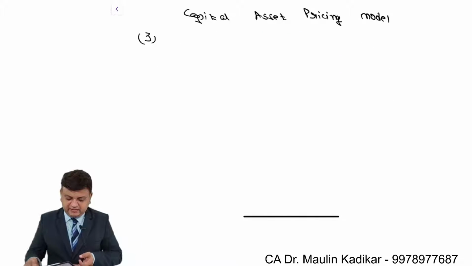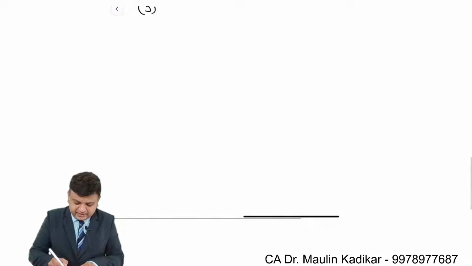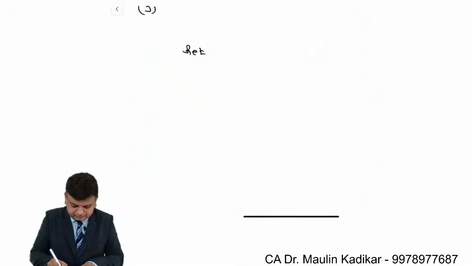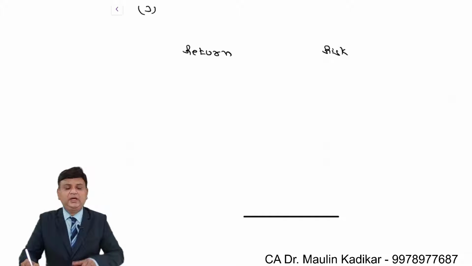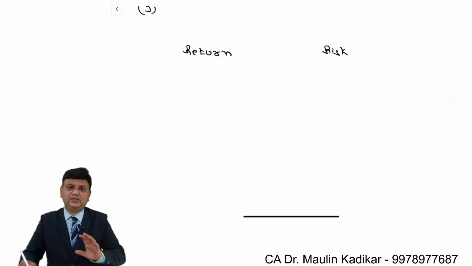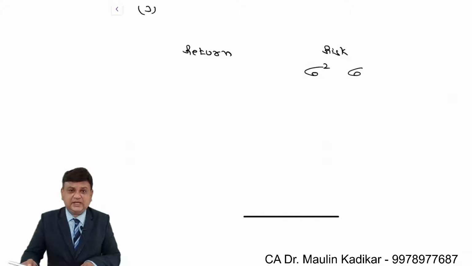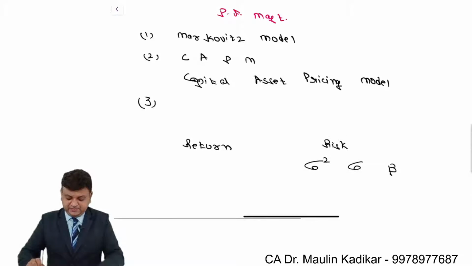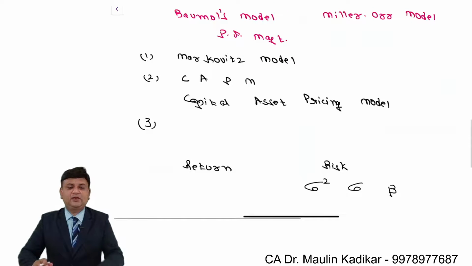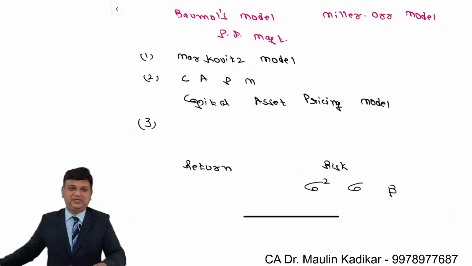Initially friends, we are going to learn how to make the calculation of return, how to make the calculation of the risk. In order to make the calculation of the risk, we are going to understand certain statistical methods, like you might have studied in your 12th standard: variance, standard deviation, then beta. We are going to understand these for the purpose of measurement of risk. This is the overall learning aspects in this chapter.